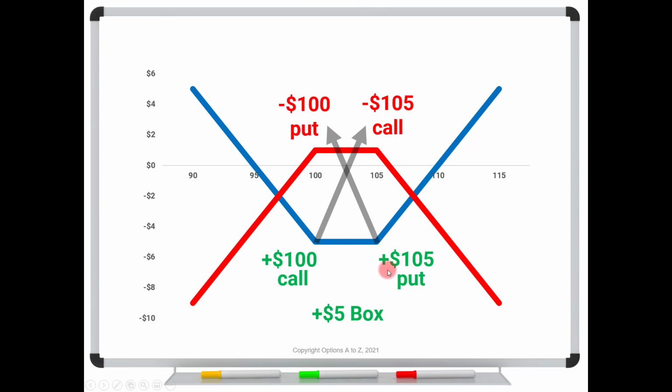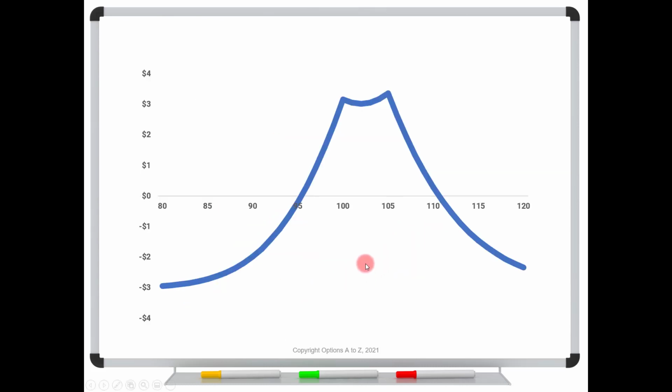If I just switch the call for the put and the put for the call, and if we now put these two strategies together, guess what we get? We get exactly the same risk graph. Same maximum gain, same max loss, still get the bends at the same strikes. Everything is the same. Why? Because they're essentially the same strategy.